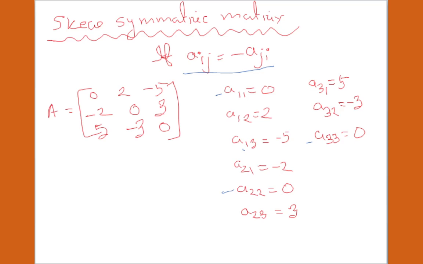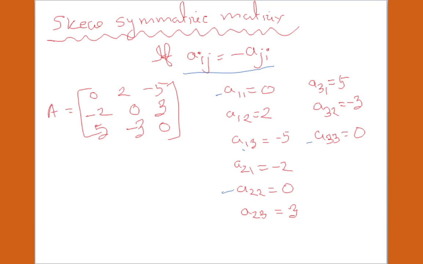So this is the definition of symmetric and skew symmetric matrix. Okay, symmetric and skew symmetric we have understood. That is no problem.